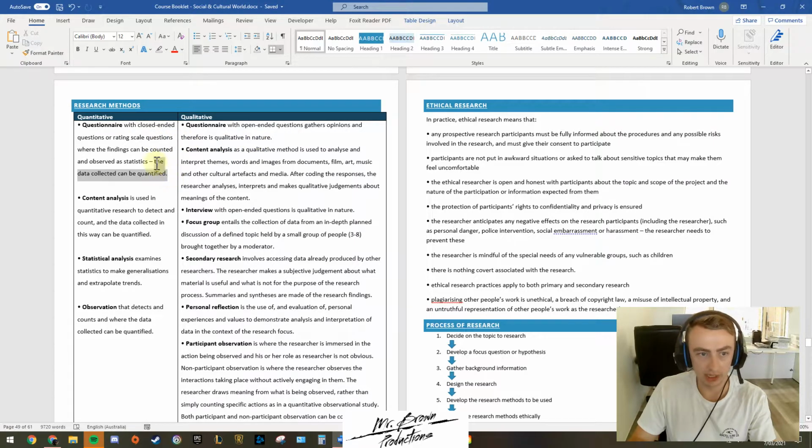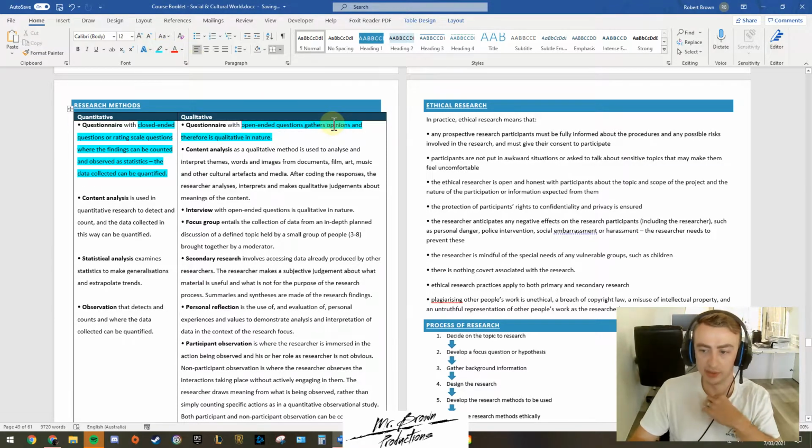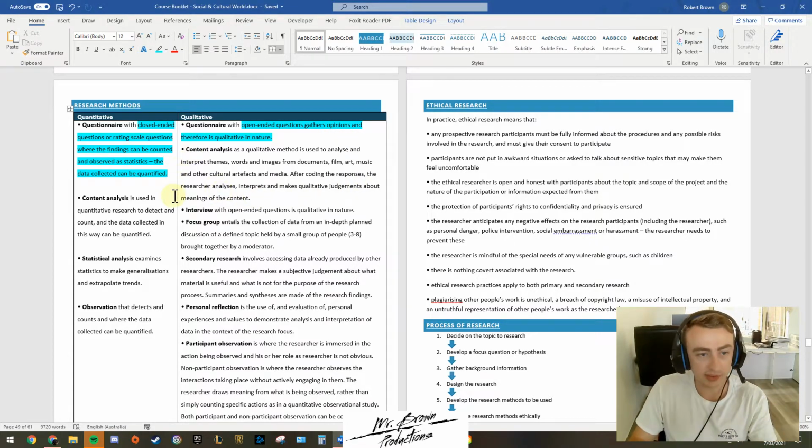Okay, so that's our first one. So on the back of your card, just remember to write that definition with the bits I've highlighted there. So you might want to do it in two separate dot points. That might be your first dot point. That might be your second dot point on the back of your card. So moving on, that's questionnaire.